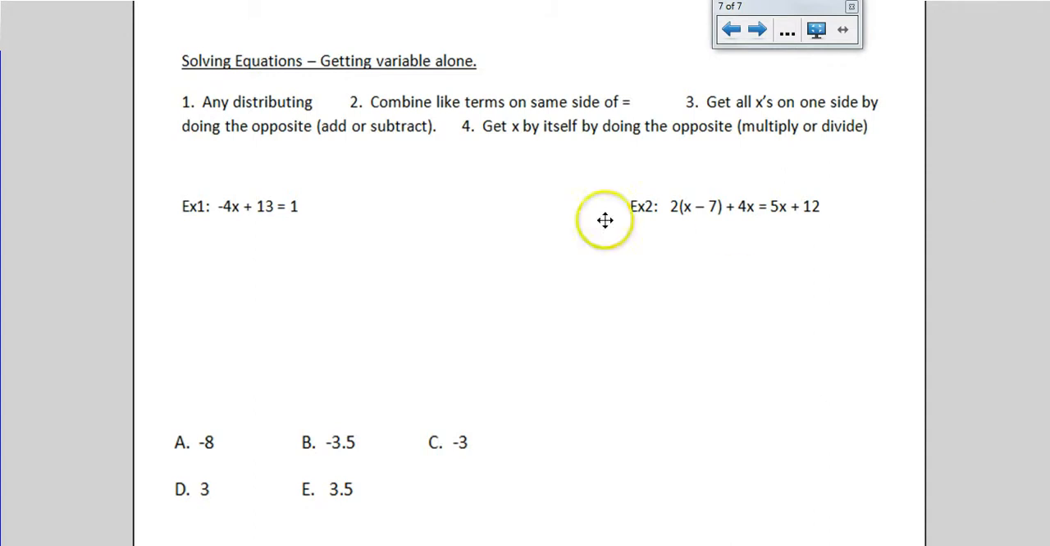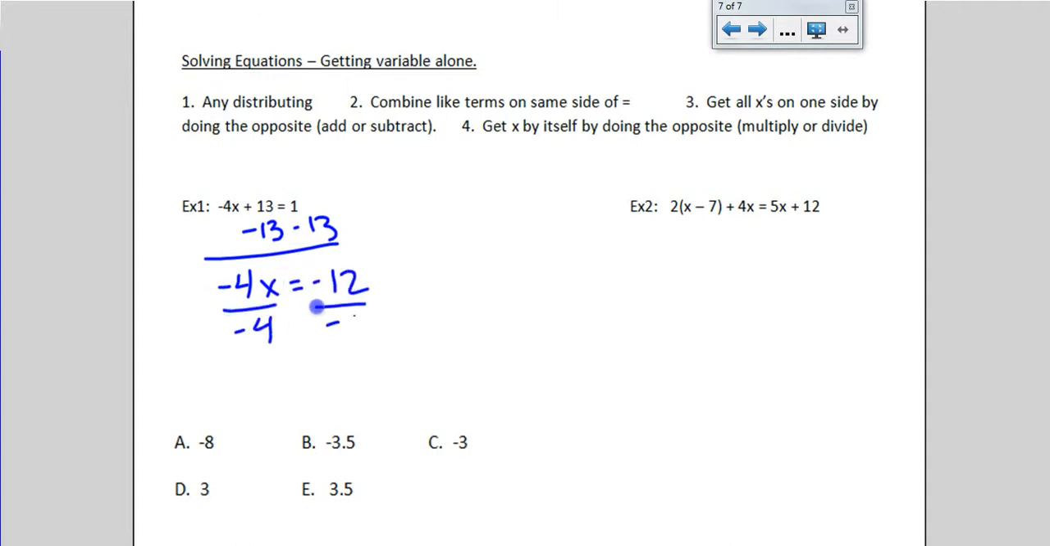Let's see what this looks like in example number 1. So there's nothing to distribute, but I see that there's just an x over here on this left side, so I'm going to go ahead and subtract the 13. And this is probably more work than most of you would show, since you're probably in Algebra 2. However, it is so important that you not rush yourself through a problem like this, because it's very easy to mess up. So x equals +3 is our answer.